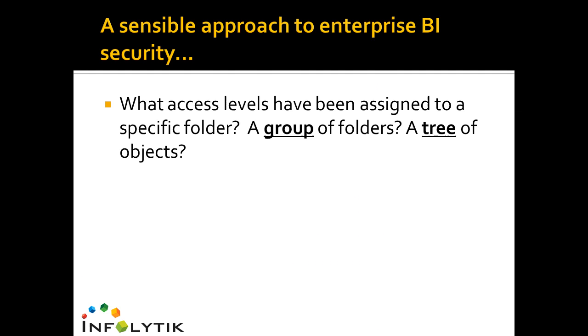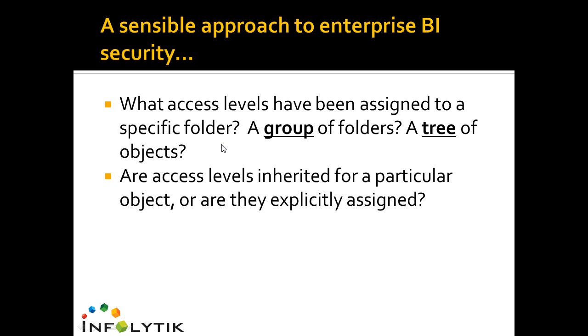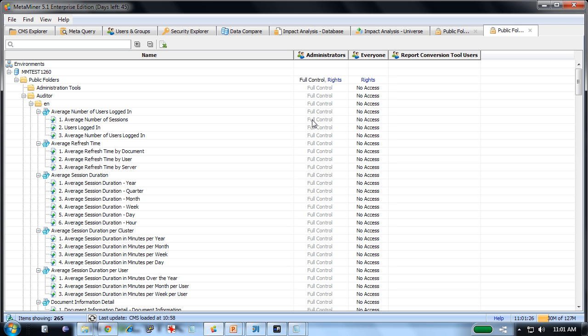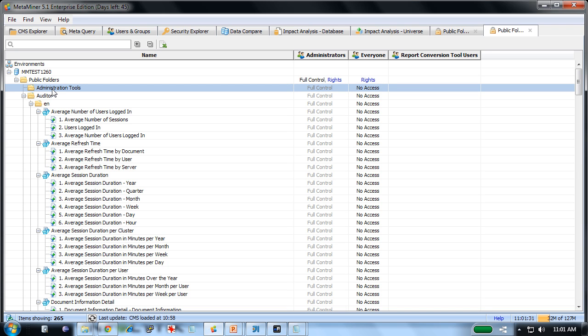Now what we'll do is go to our next question. Are access levels inherited for a particular object, or are they explicitly assigned? So what you can see here, for example, under the folder Administration Tools, is that we have security that's been inherited from Public Folders. And we know that because the access level is grayed out.